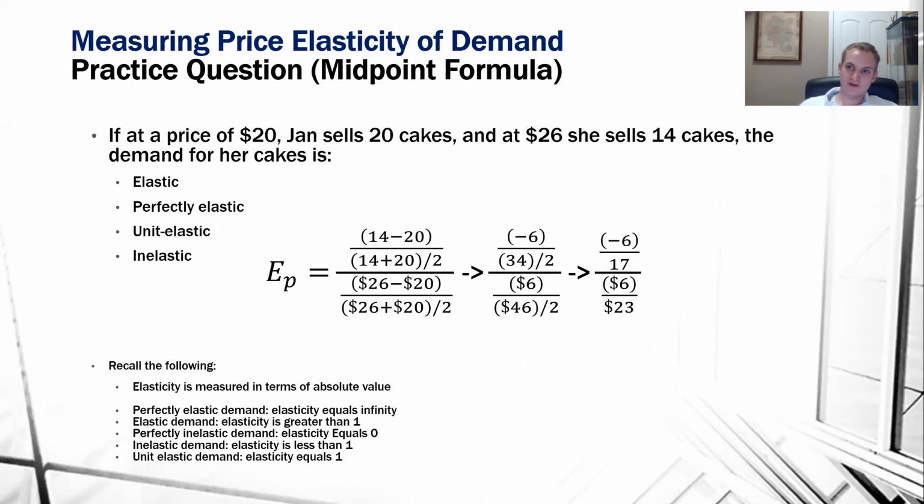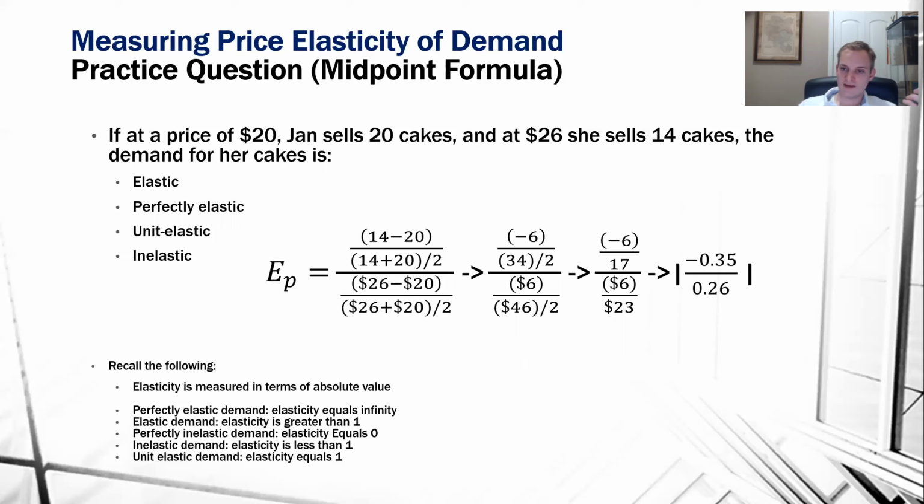But we can continue simplifying this, making it easier to digest. So we're going to keep the -6, but we're going to divide 34 by 2 and get 17. Then we're going to keep the 6, and 46 divided by 2 is 23. And then from here, we can just do basic division. -6 over 17 is -0.35. 6 divided by 23 is 0.26.